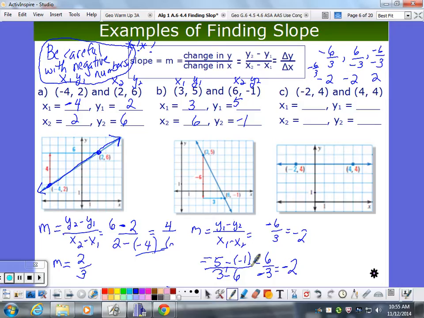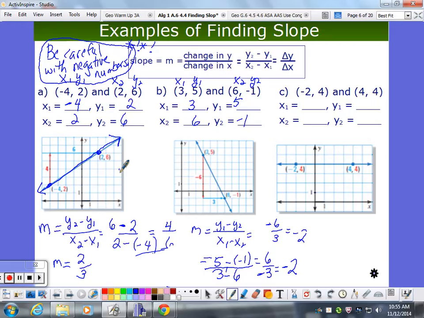Yes? Would you say x2 minus x1 over y2? No. It is always vertical change over horizontal change. If you put the x2's on top, that's horizontal over vertical, it's not the same one. And I'm sorry, what was your question?